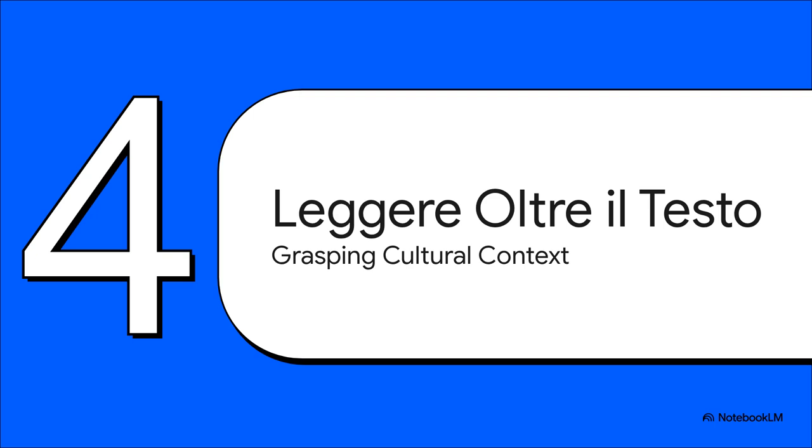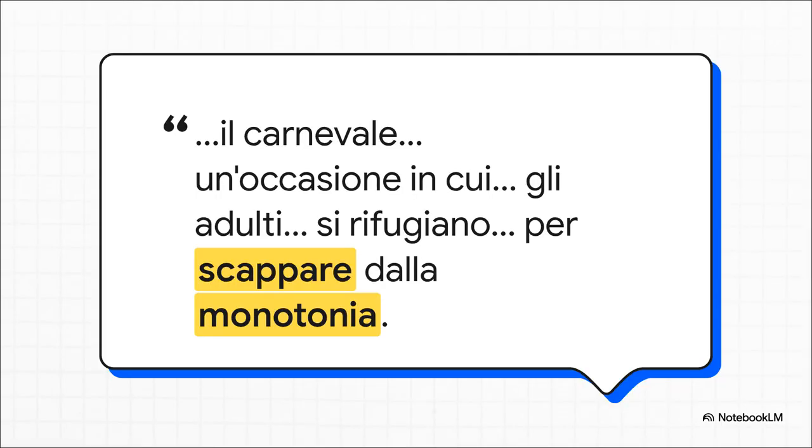All right, time for our fourth and final tool. This one's a bit more advanced. It's about learning to read between the lines, to pull out the cultural context that's woven into a story, because stories aren't just about what happens next, right? They're little windows into a whole culture. Let's take a look at this piece from a text about Carnevale. Now, this doesn't just say people wear costumes. It actually gives us a psychological take on it. It says that for adults, Carnevale is a way to escape the day-to-day grind. Now, that is a cultural insight, not just a plot point.